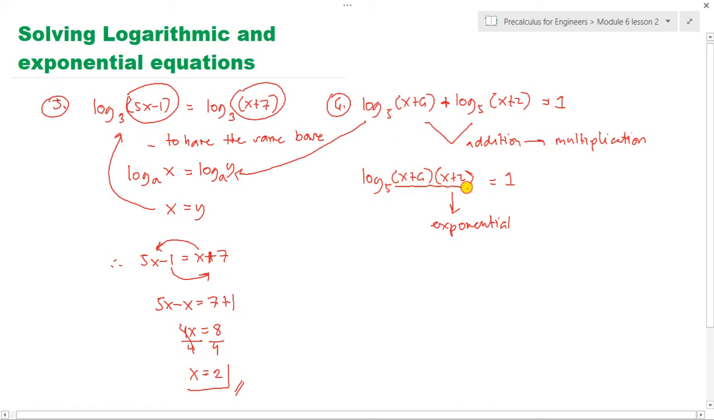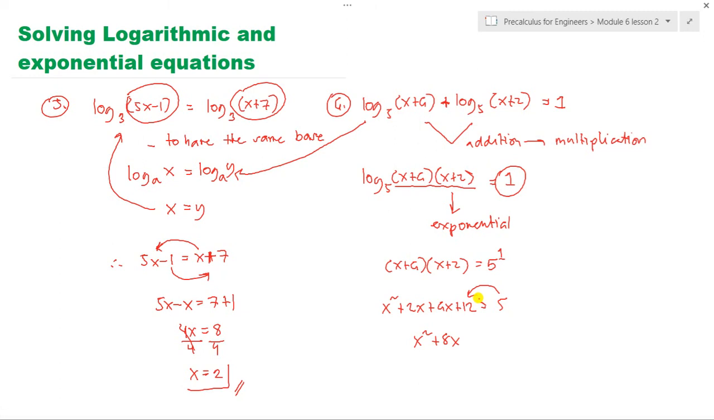The resulting number inside the logarithmic expression is x plus 6 multiplied by x plus 2, is equal to the base, which is 5, raised to the answer as the exponent, that is 5 raised to 1, or 5. Here we can simplify this: x squared plus 2x plus 6x plus 12 is equal to 5. So this will be x squared plus 8x. Can you see that we transpose to the other side? So 12 minus 5 is equal to 7. That is x squared plus 8x plus 7 is equal to 0.